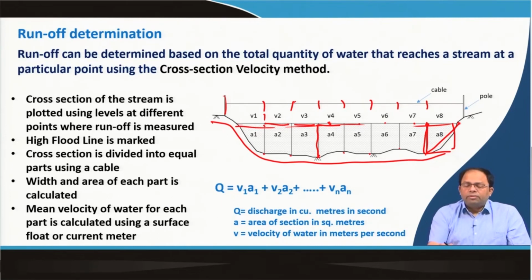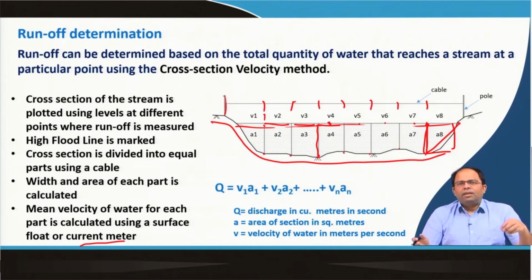And how do we measure that? We can either use a current meter. When we put that current meter, we would get the flow over there, or we can use something like a float, where we stretch two cables at an interval of, say, 30 meters. We can let a float go at one end and see at what time it reaches the other end, and depending on that we can determine the velocity.